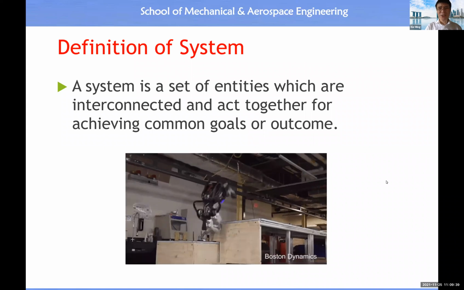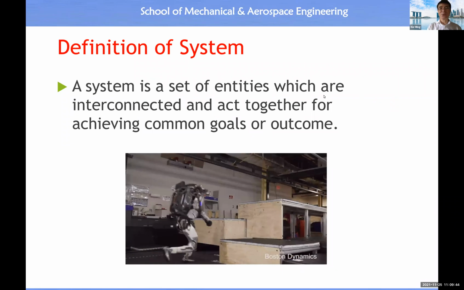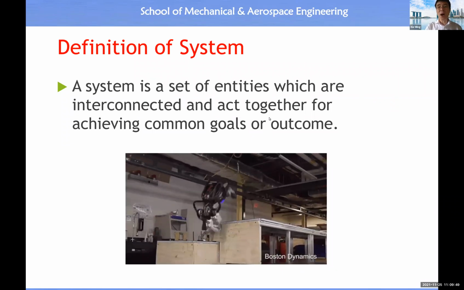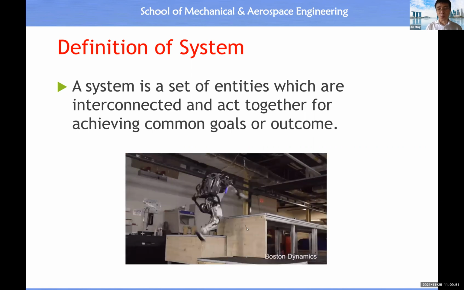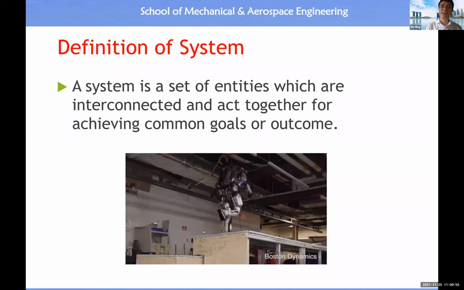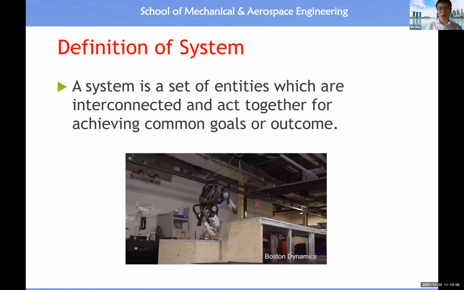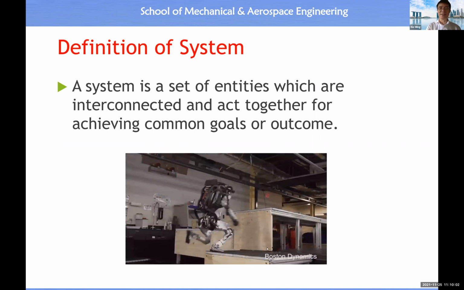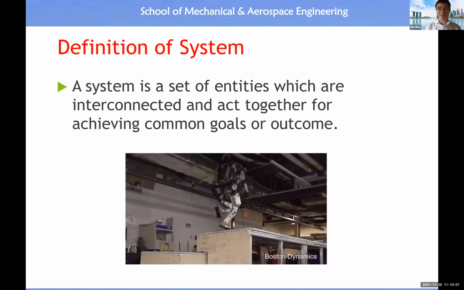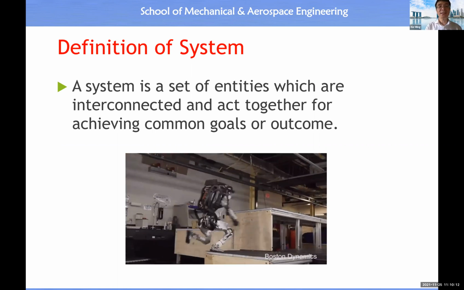So in general, a system is a set of entities which are interconnected together and act together for achieving a common goal or outcome. For example, this robot has a leg system, an arm system, a power system, a control system, and a perception system. They are all embedded inside the body of this robot. They work together in order to achieve this very impressive outcome of behavior, all right?